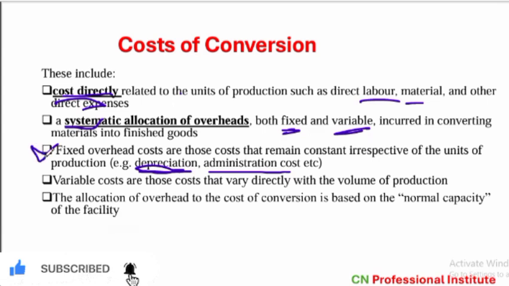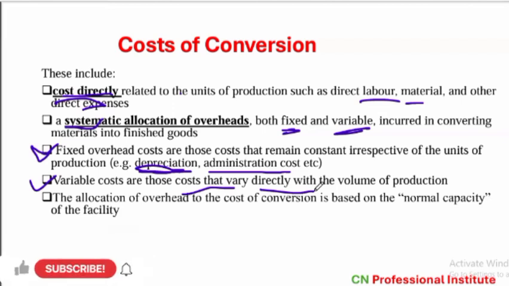So don't forget that fixed overhead costs do not change. They do not vary. They remain constant throughout the period, or they don't change irrespective of the level of production. And variable costs, they vary. They change as the volume or the level of production also changes. So when we produce more, we incur more variable costs. We produce less, we incur less variable cost, right?